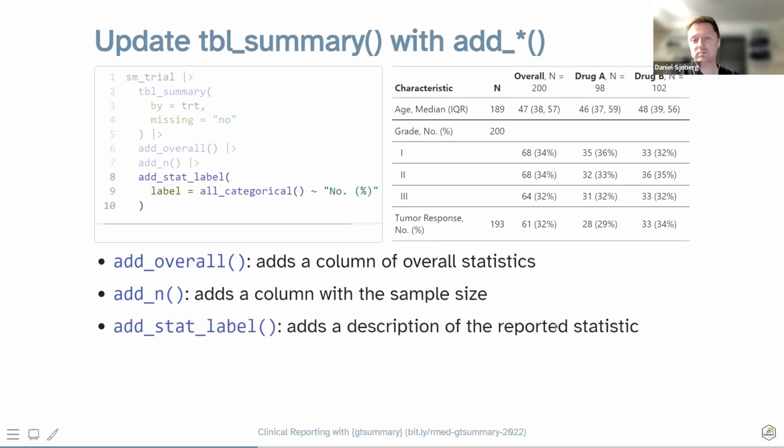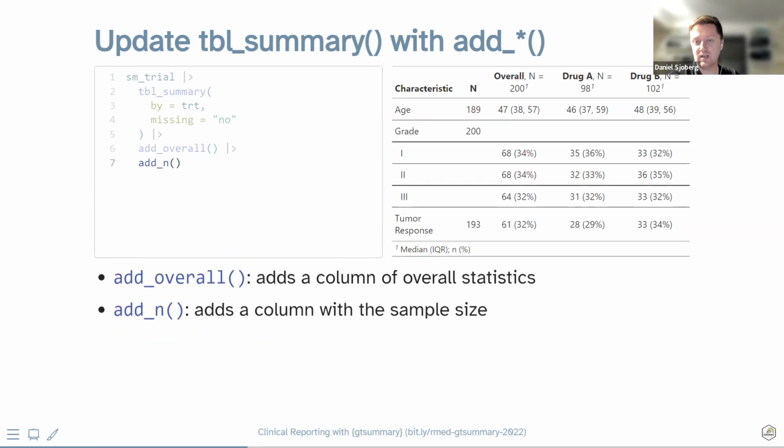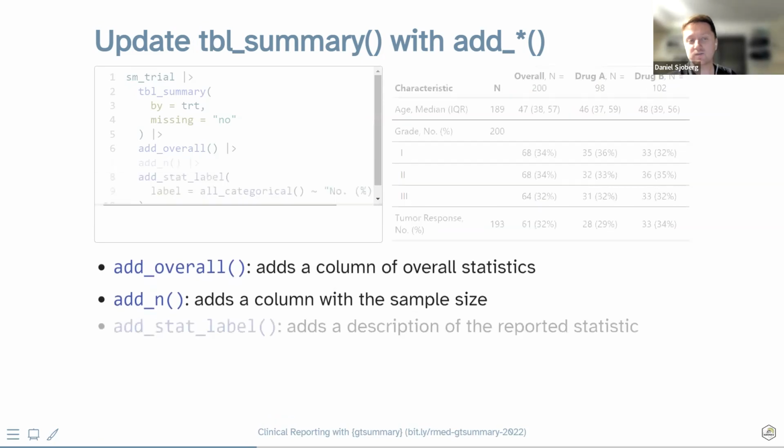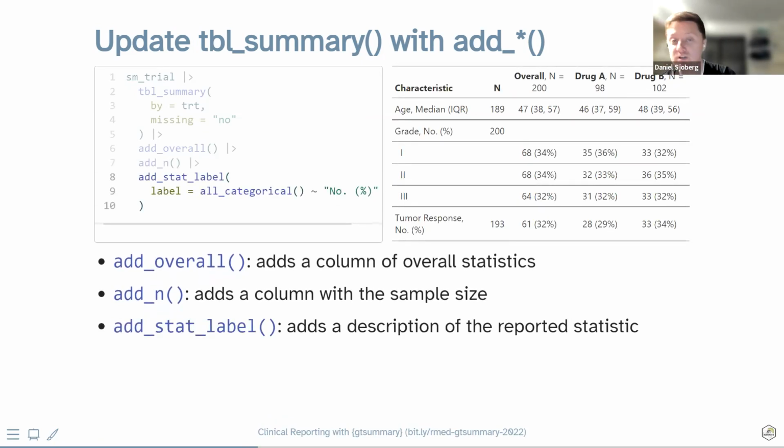Add stat label. Okay, let me show you this table first. Take a look at the footnote. It's saying we're doing the median IQR in the footnote and the n percent. I run this function, add stat label. The footnote disappears, but what appears is the median IQR in the label next to age, and the number percent for the categorical and dichotomous variables as well. This is a common format you'll see in JAMA and a few other journals as well.